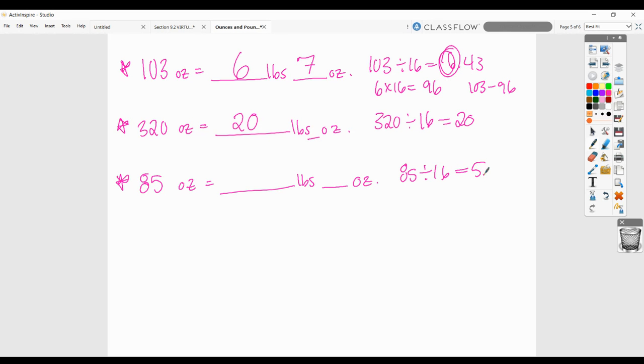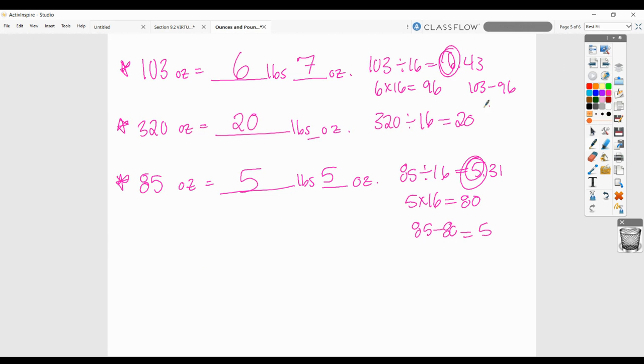Last one, 85 divided by 16. I get 5.31, just looking at the whole number, 5 pounds. And how many ounces? So I take that 5 pounds, I times it by 16, which is 80. And then I say, oh, geez, I'm almost at 85 ounces. When I subtract, I get 5.